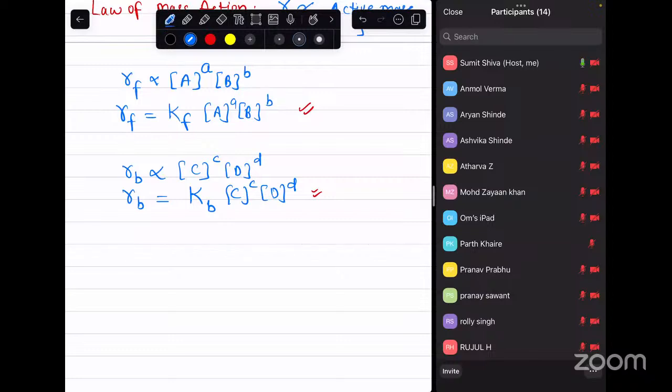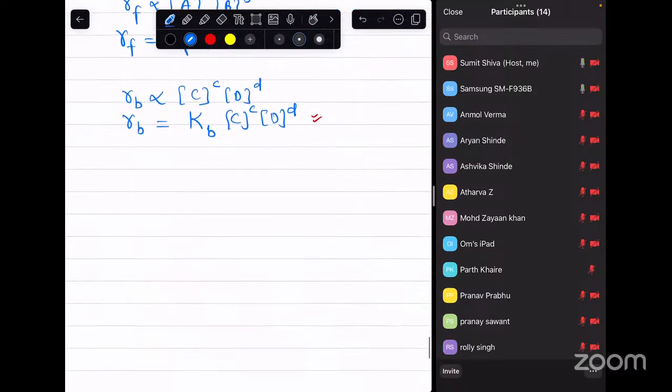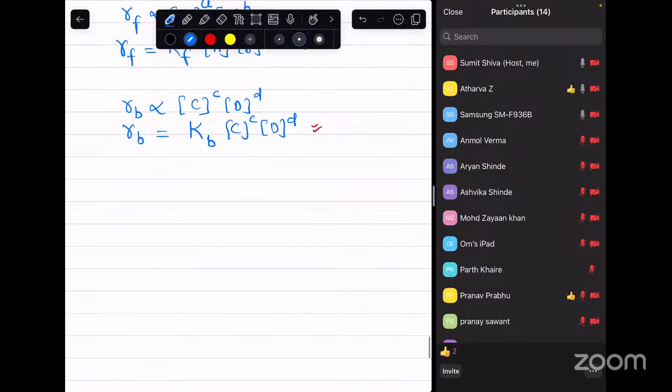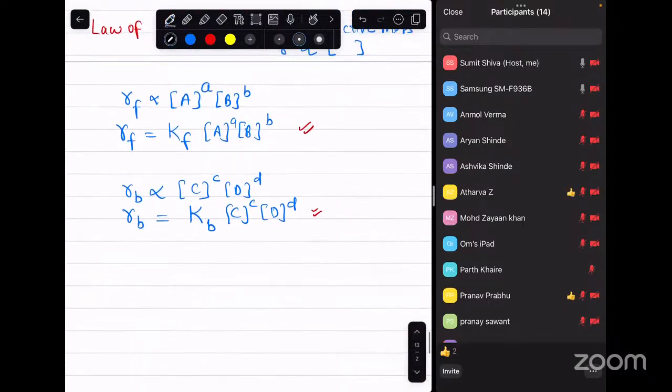The main point is, in chemical equilibrium, the concentrations of reactants and products become constant. They may or may not be equal to each other, but it is guaranteed they will not change further with time. Are you getting it, or any doubt? Yes, sir. No, sir. Okay.